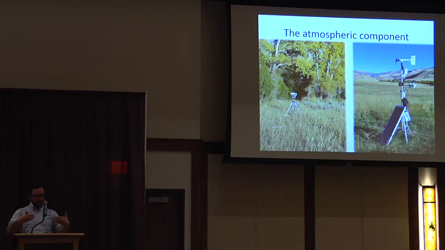So the atmospheric component. This is where we sort of start to bring these novel measurement methods into the picture. So on the right here, this is actually conventional. This is the Met station. It has your wind speed and direction and net radiation and temperature measurements on it. But this is sort of the cool one, sort of hiding out there in the trees.